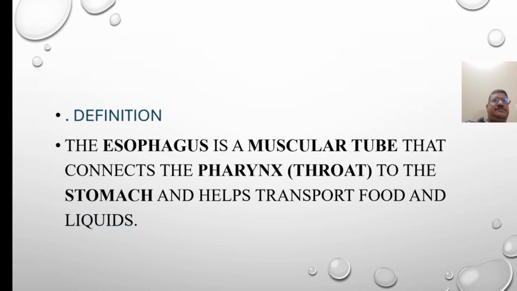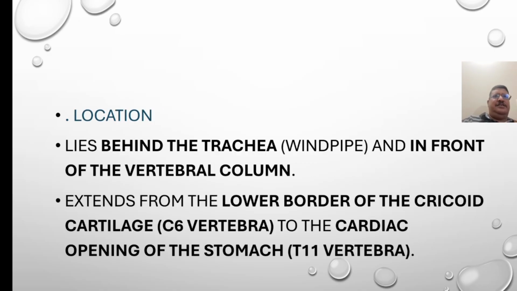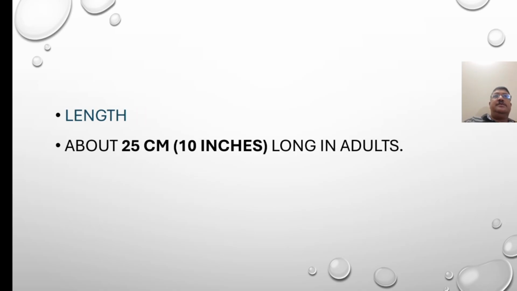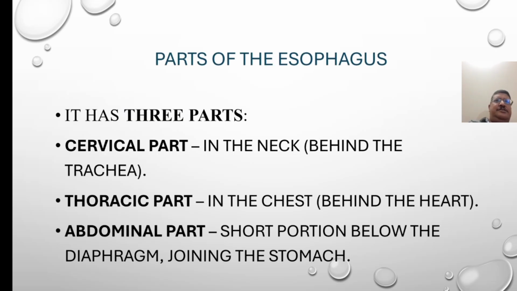Anatomy of the esophagus. The esophagus is a muscular tube that connects the pharynx, throat, to the stomach and helps transport food and liquids. Location: it lies behind the trachea, windpipe, and in front of the vertebral column. It extends from the lower border of the cricoid cartilage, C6 vertebra, to the cardiac opening of the stomach, that is T11 vertebra. Length: about 25 centimeters, 10 inches long in an adult.